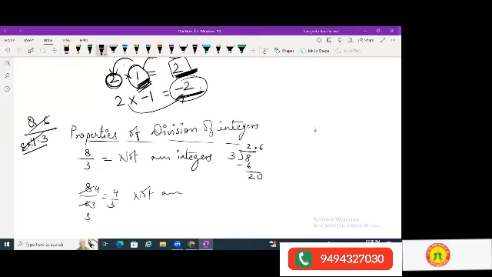ठीक है. If I take 8/2, will this be an integer? 2 4s are 8. So this is a yes. This is an integer.